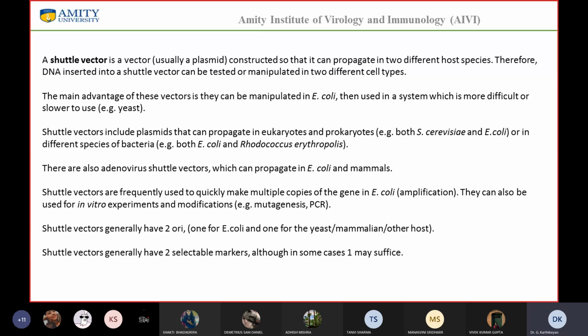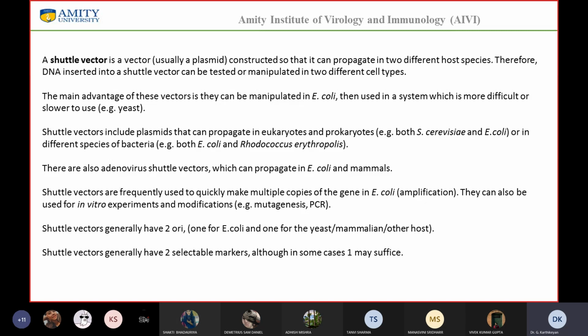Shuttle vectors generally have two selectable markers, but in some cases, one may suffice. It depends on the host. If it is not E. coli, if it is some other host, then you could probably get away with one selectable marker. So it depends. Did that make it clear, shuttle vector?